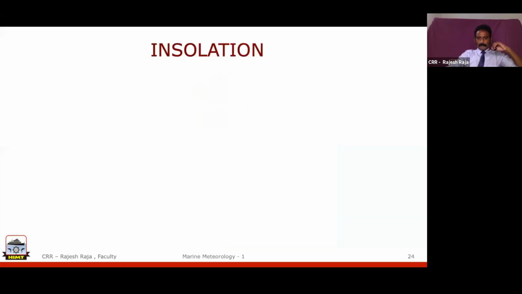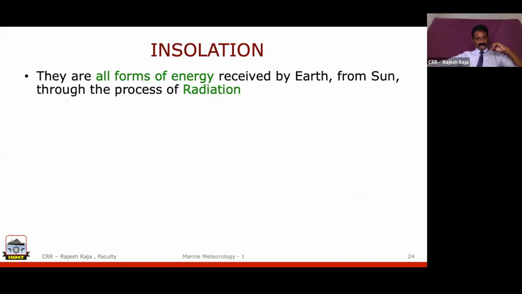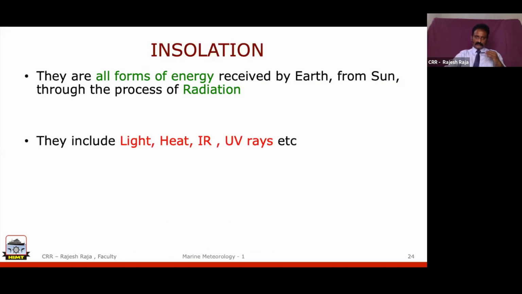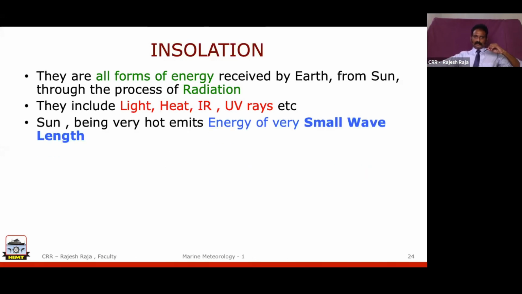Now, before proceeding further, you need to know what insolation is. Please remember it is not insulation, it is insolation, S-O. What does it mean? Basically, it is all forms of energy received by earth through the process of radiation. Now, what all can it be? It can be light, heat, IR, and UV. Now, the sun, being very hot, emits energy with a very small wavelength. Now, this is something important.